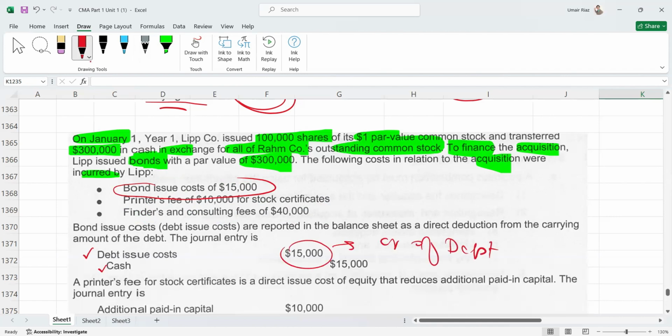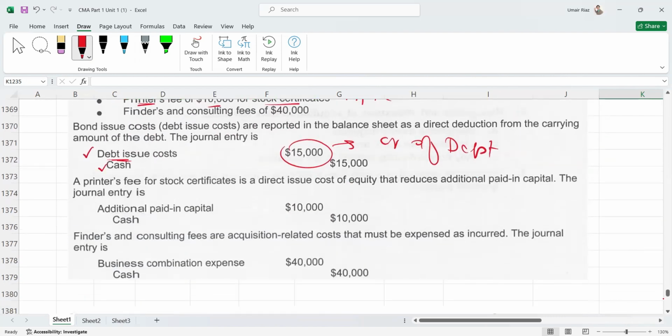Okay. But guys, I'm not explaining in much detail because we would need to amortize that issue cost. But just remember it is deducted from carrying amount of the debt; for the CMA student, it's enough. Then printer's fee, $10,000 for the stock certificates. So this is equity related issue cost. It is always paid from additional paid in capital account, or it is deducted from additional paid in capital. And what is the entry? You will pass this entry: debit additional paid in capital, credit cash.